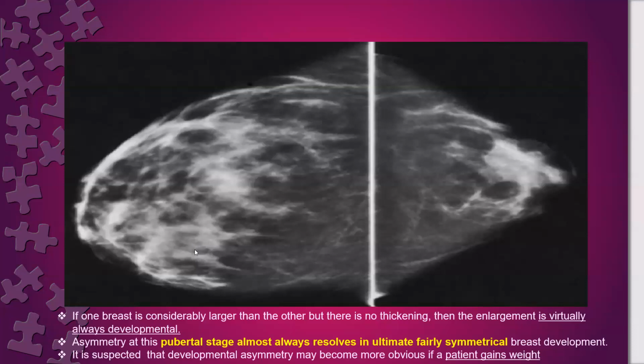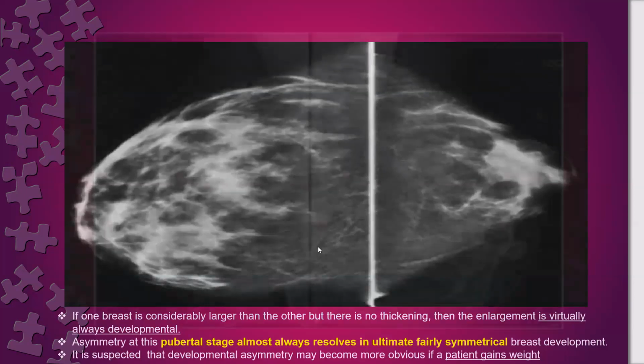But when they get older, during adult life, it will regress and become more or less symmetric. It can persist with a slight asymmetry between the two sides. Slight asymmetry is acceptable, but remarkable asymmetry, we have to search for the cause. And if the patient is gaining weight and she has slight asymmetry, it might result in a more obvious discrepancy between the two breasts.